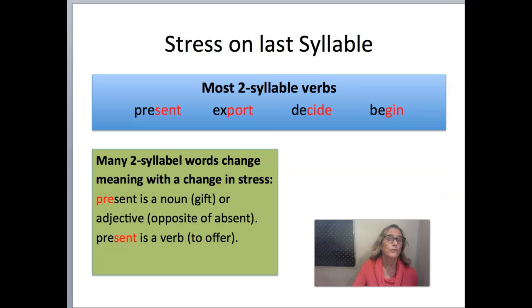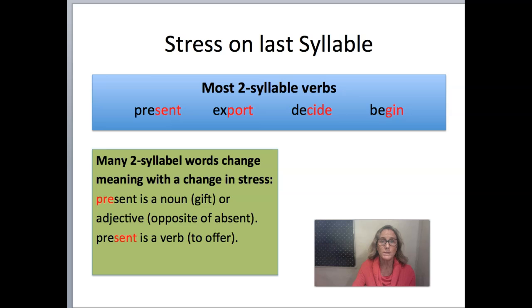What about most two-syllable verbs, though? And look, two of these words are also nouns. Present, it changed to the last syllable when it became a verb. Export, now it's a verb. Let's say it together. Present, present. Export, export. Decide, decide. Begin, begin.